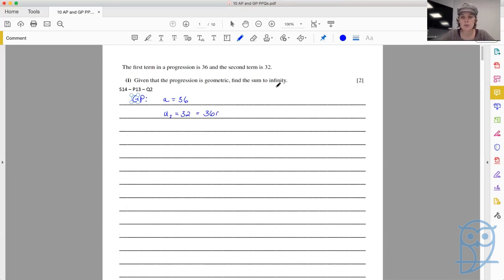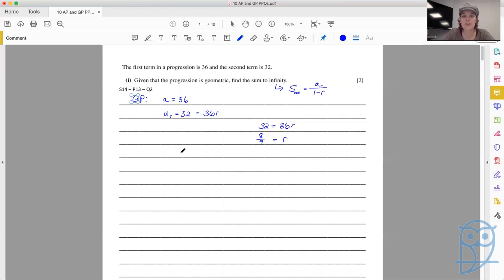To find the sum to infinity, remember sum to infinity is A over 1 minus R. So we've got A, and we look at our magic summary and we can see there's an equation popping out here where R is an unknown. So we can solve for R. We know that 32 equals 36R, so R equals 32 over 36. I'm not trusting my brain today, I am going calculator based. R equals 8 over 9.